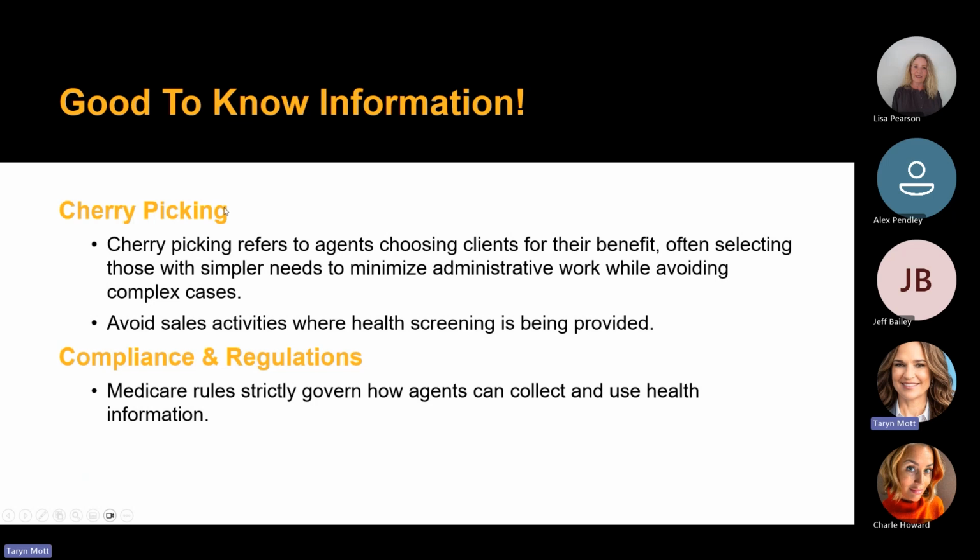So, cherry picking, it's illegal. I'm going to say that. Cherry picking is illegal. Cherry picking refers to agents choosing clients for their benefit, often selecting those with simpler needs to minimize administrative work while avoiding complex cases. They avoid sales activities where health screenings are being provided. Why do we have to avoid sales activities where health screening is being provided?